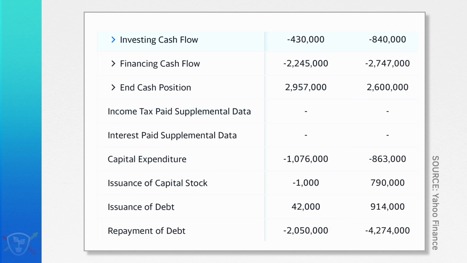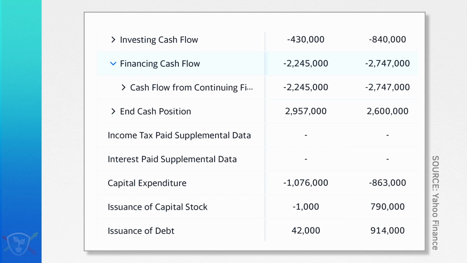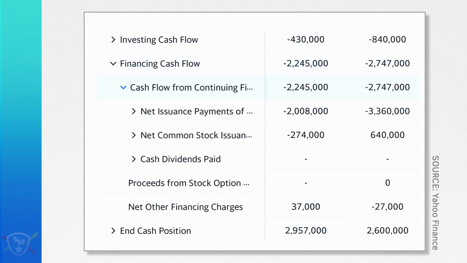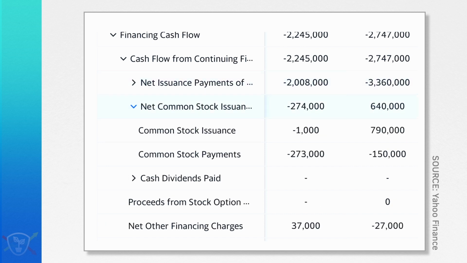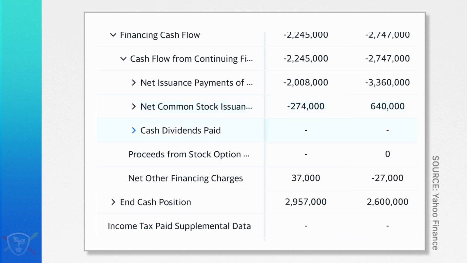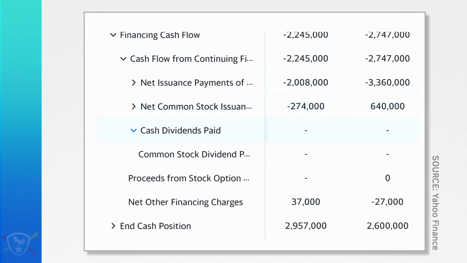The last item being the financing cash flow, we see cash that the company uses in its fundraising activities. So under debt, we see a negative cash flow, which means that the company has been paying off some of its debt. Under common stock issuance, we see negative numbers in the past 12 months, which means they have been buying back some of their shares. They have not been paying dividends for some time.